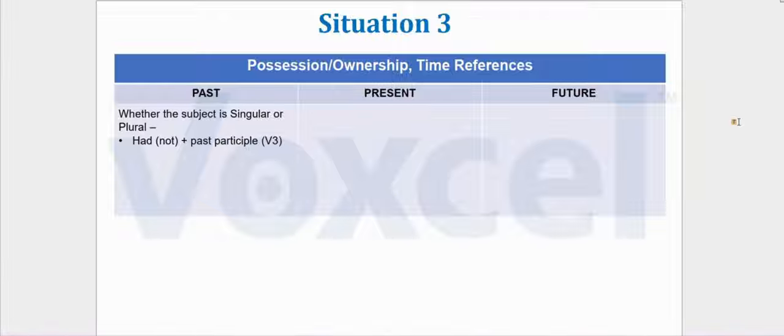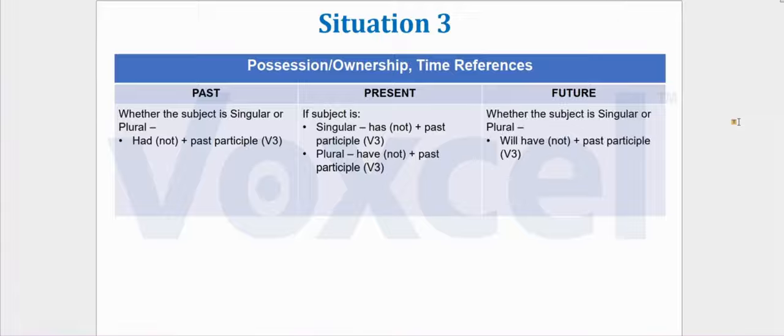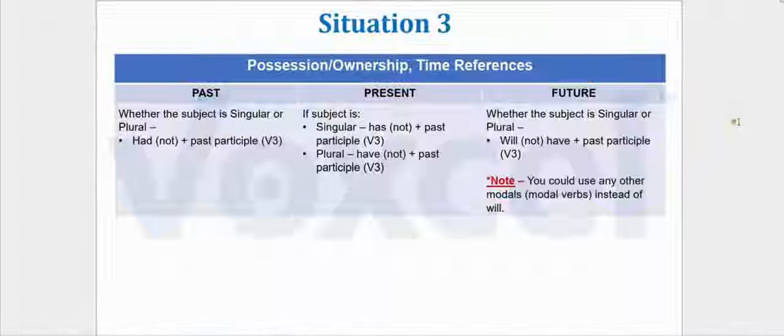In the past, whether the subject is singular or plural, it doesn't matter. You will use had, not if you want to negate something, plus past participle, that is the verb's third form. Present, if the subject is singular, you will use has plus the verb's third form. With plural, you will use have plus the verb's third form. Future, again, whether the subject is singular or plural, you will use will have, not if you want to negate, plus the verb's third form. You can substitute will with other modal verbs as well. I hope it is clear.